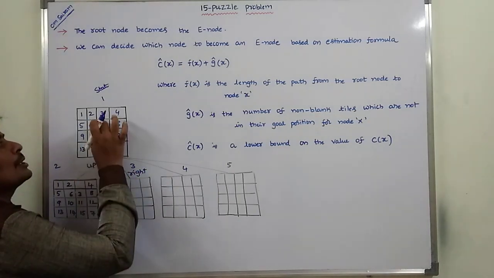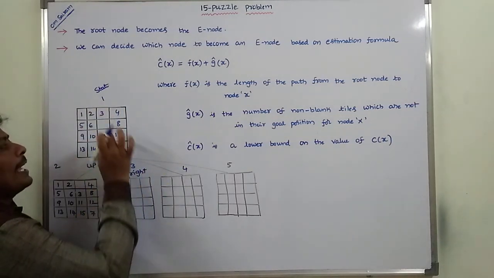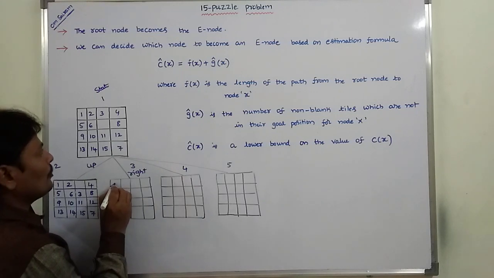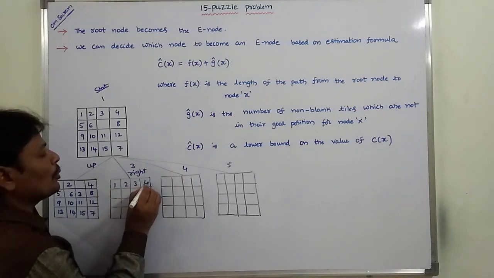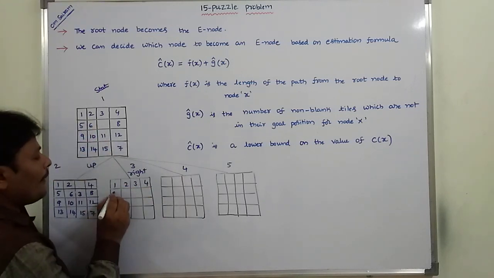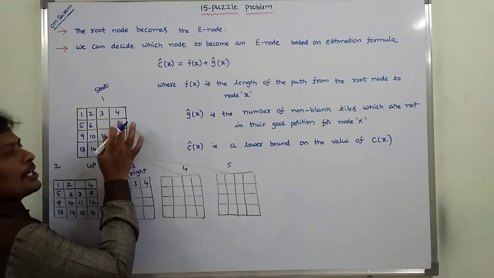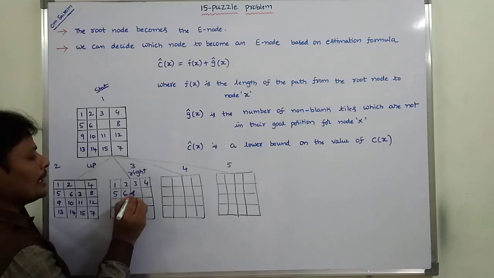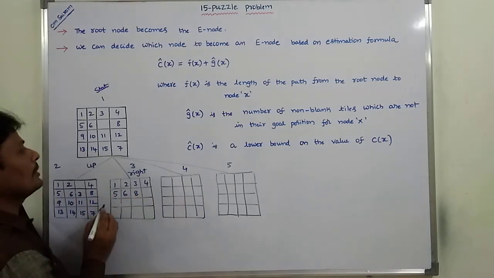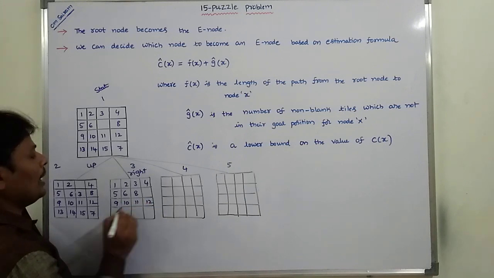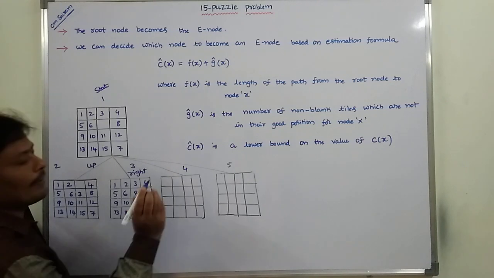Here the empty tile moved to up position. Here the empty tile moved to right position. So then we get 1, 2, 3. There is no change. And 5, 6. The empty tile can be moved to this position. The empty tile is this one. 9, 10, 11, 12, 13, 14, 15, 7.